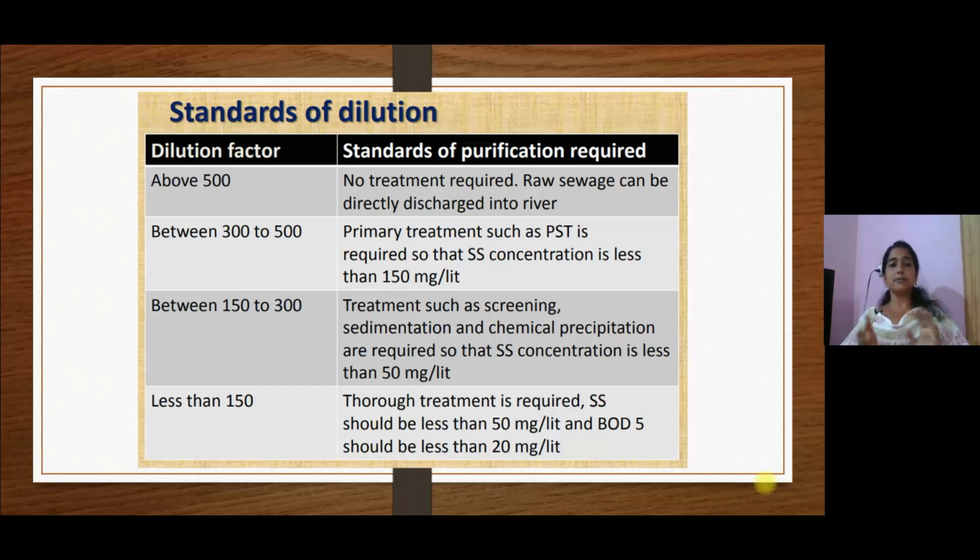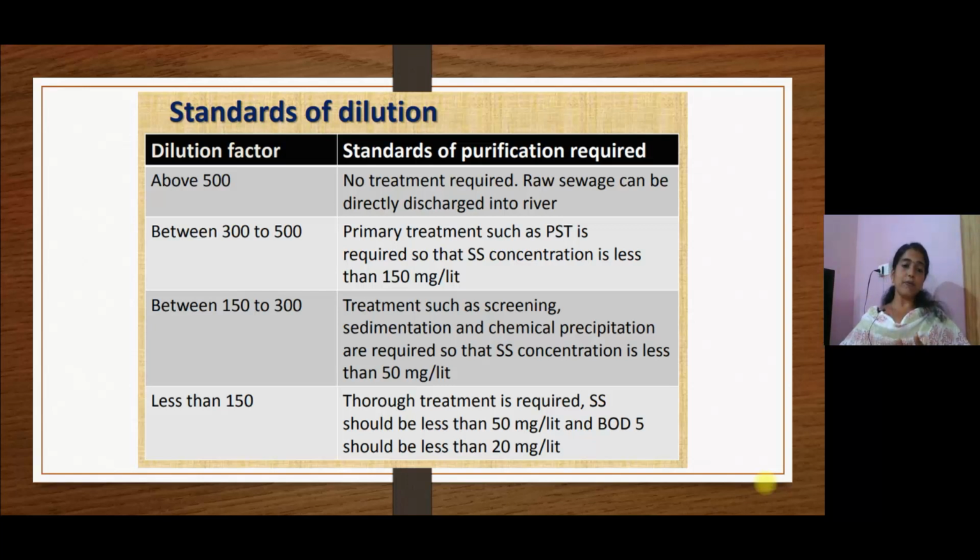Then the next one is the dilution factor between 300 to 500. Then primary treatment should be given to the wastewater, and the suspended solid concentration should be less than 150 milligram per liter. When the dilution factor is between 150 to 300, then treatments such as screening, sedimentation and chemical precipitation are required, so that the suspended solid concentration is less than 50 milligram per liter.